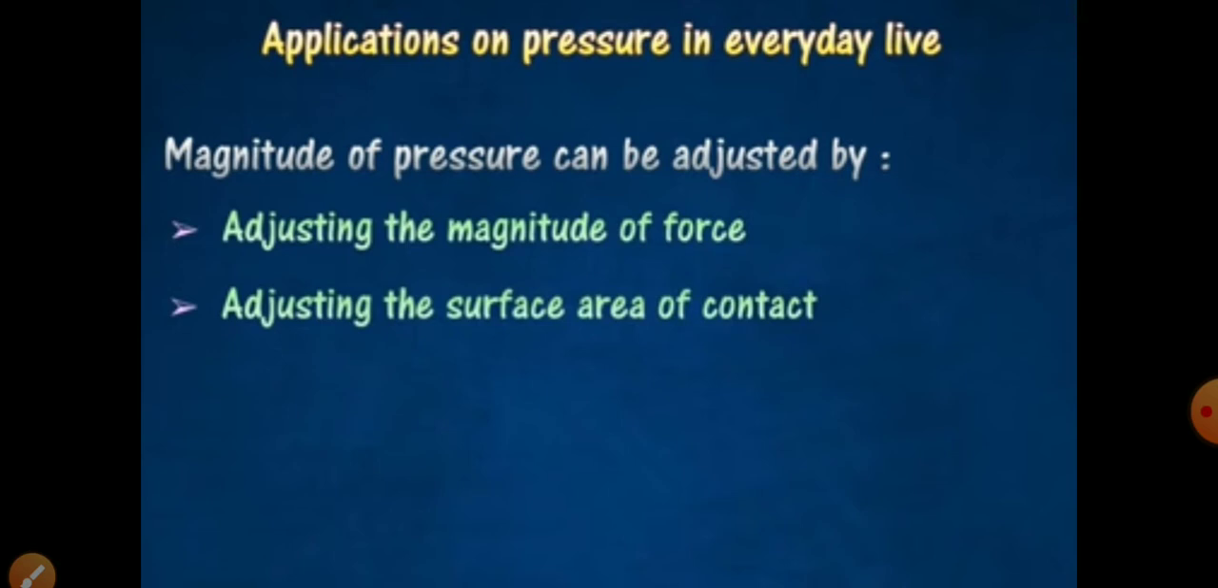Magnitude of pressure can be adjusted by adjusting the magnitude of force and the surface area of contact, because pressure is perpendicular force divided by area. So we can say that pressure is directly proportional to the perpendicular force and inversely proportional to the area of contact. If force increases, then pressure will increase. But if area increases, then pressure will decrease, as area is inversely proportional to pressure. Okay children?